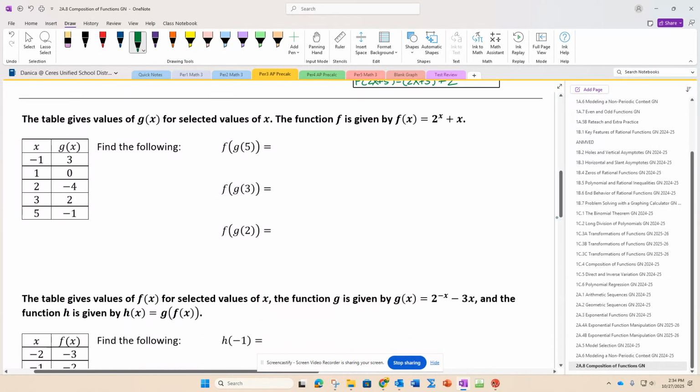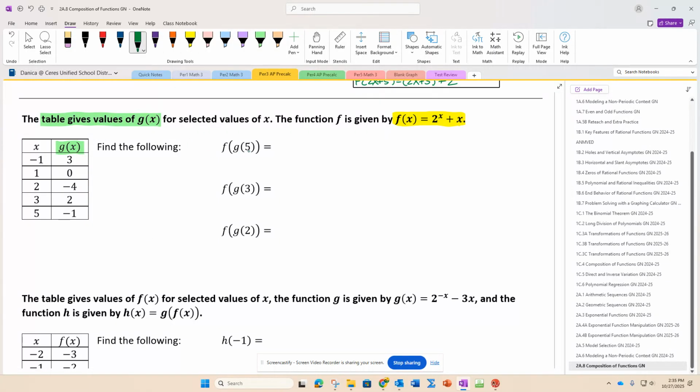All right, so for these problems, it says the table gives values of g of x for selected values of x. The function f is given by f of x equals 2 to the power of x plus x. So this is where it connects with what we've been studying in this unit. This is an exponential function, and the table is our values of g of x. Okay, so here we want to find the following.